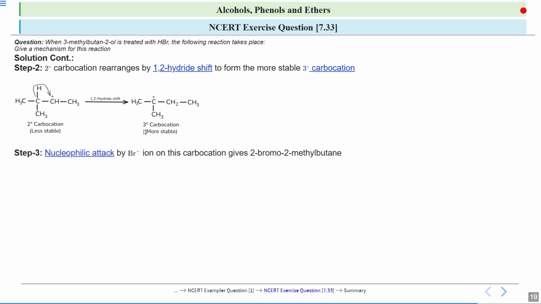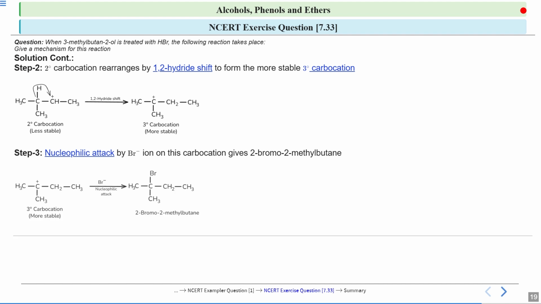Now what will happen in the last step? Bromine here acts as a nucleophile. So bromine will act as a nucleophile. Nucleophilic attack will happen on this carbocation and you will get your desired product. So now see, you had this tertiary carbocation. Here, this carbon is electron deficient. That is, it is acting as a carbocation.